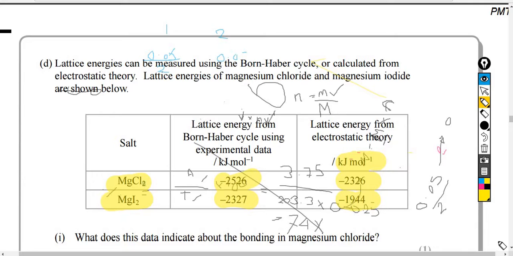The first question is, what does this data indicate about the bonding in magnesium chloride? So in this case you're going to have to examine the data.